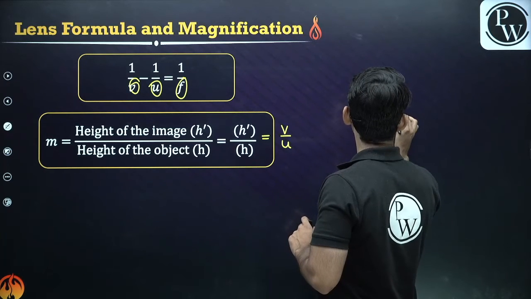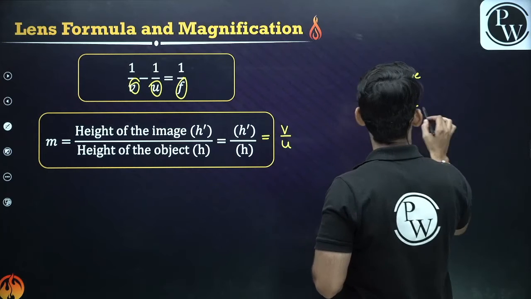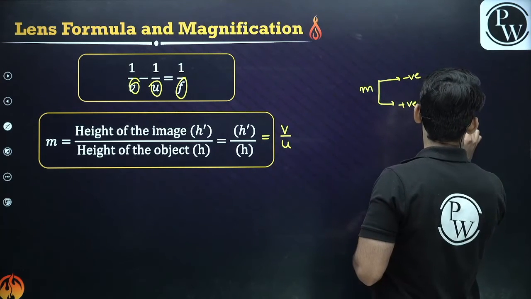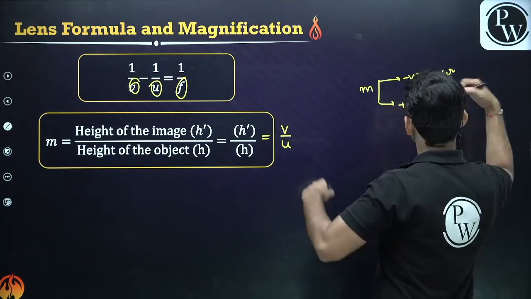If M is positive, image is virtual. If M is negative, image is real. So in this case, image would be real.